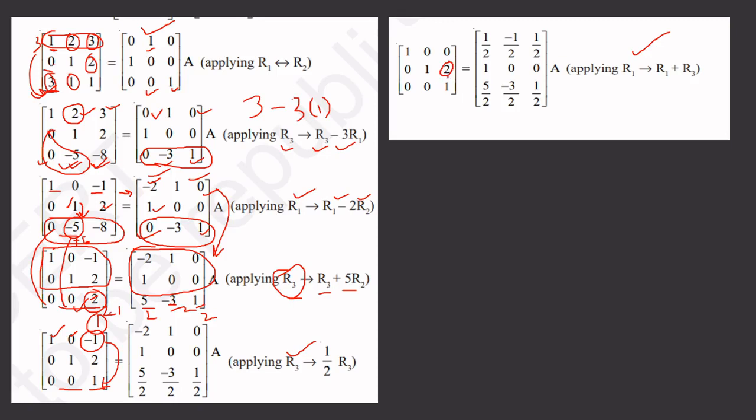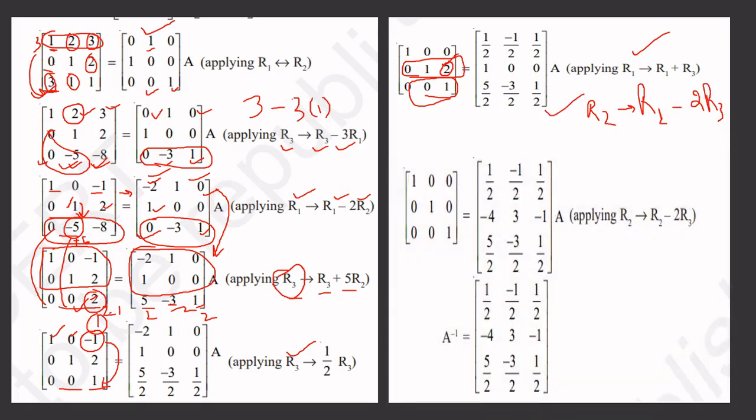Minus 2, we need 0. This row will be changed in such a way that we can get 0 here in place of 2. So 2 is reduced by 2 times row 3. Row 2 is changed by row 2 minus 2 times row 3, and using this elementary operation we can get this 2 as a 0, like this.